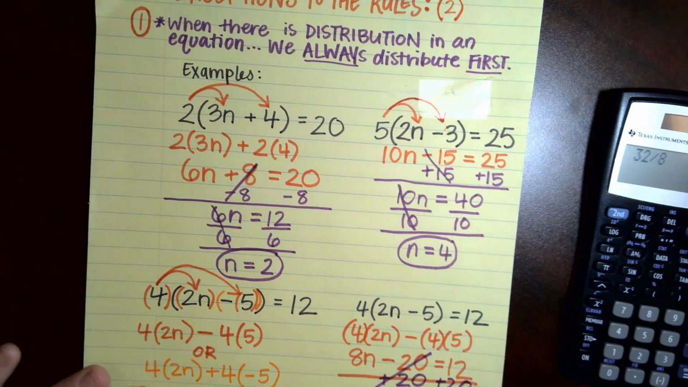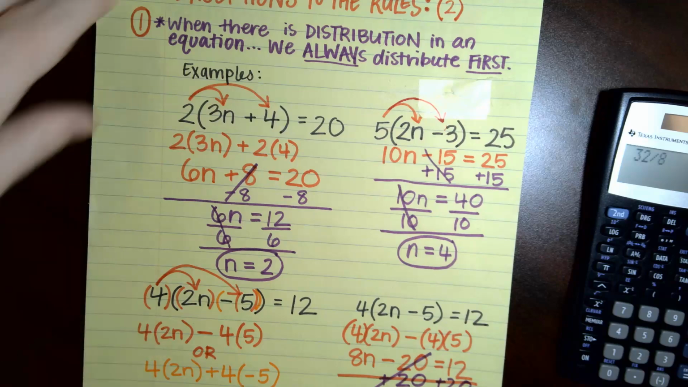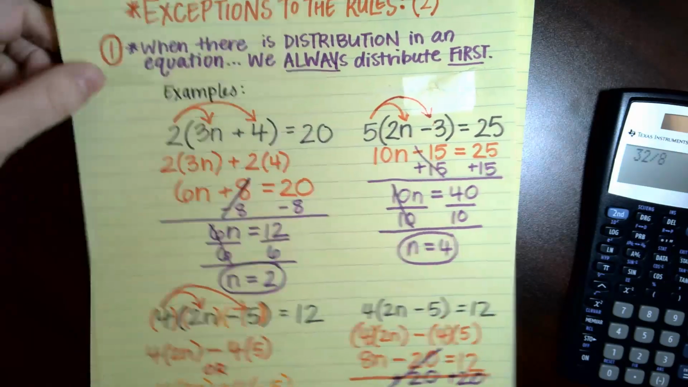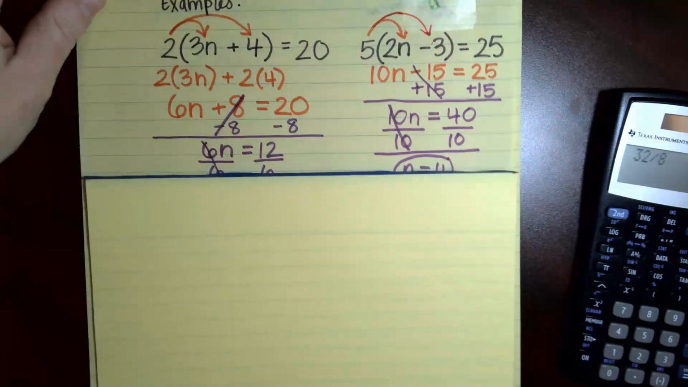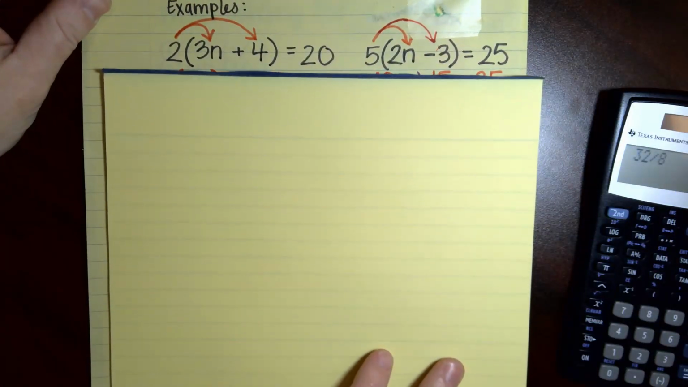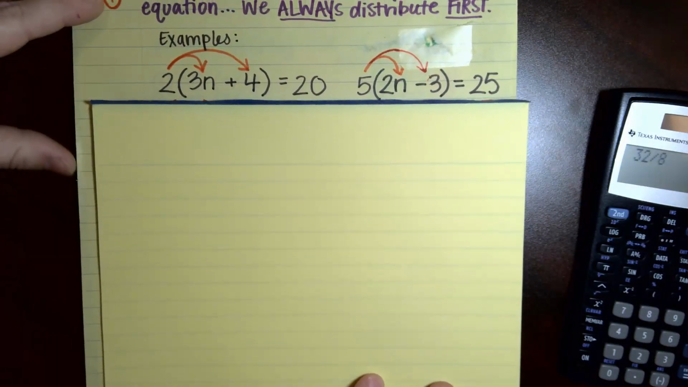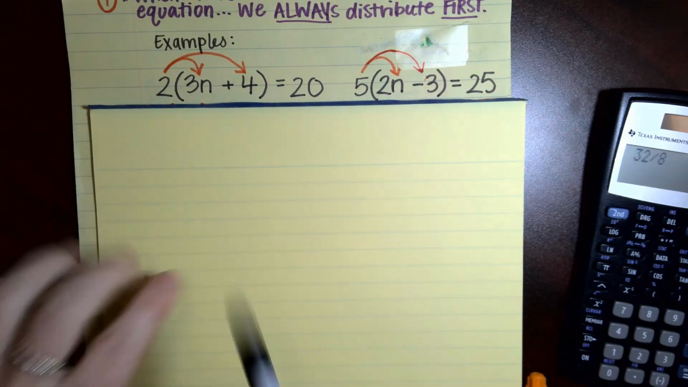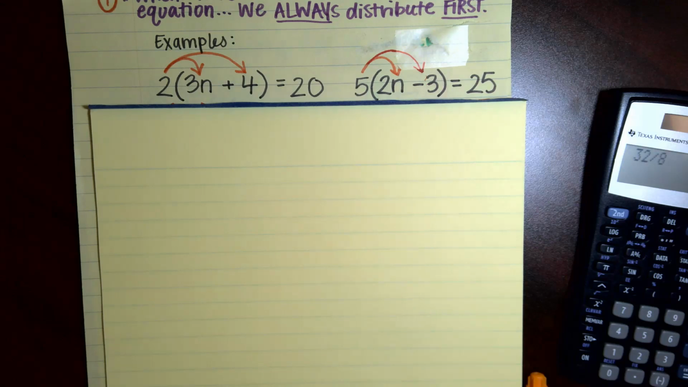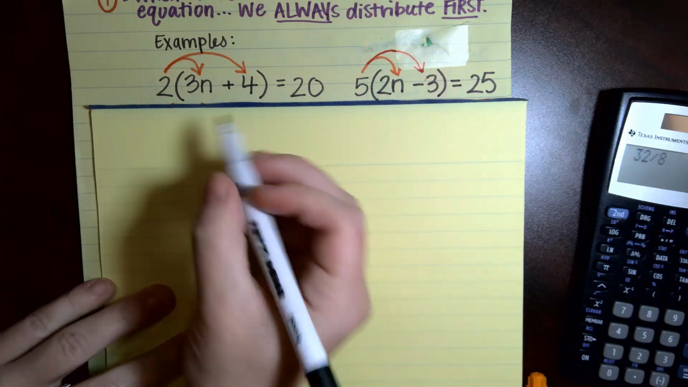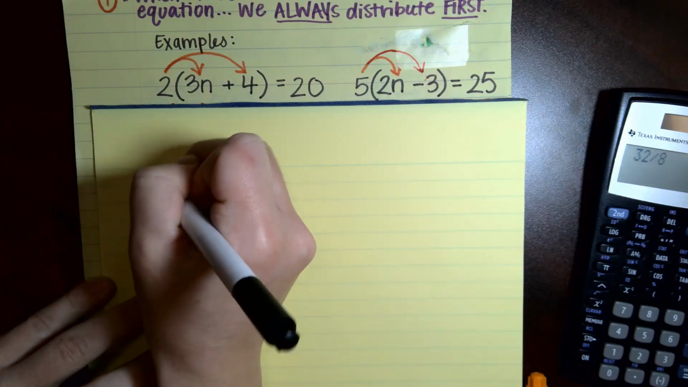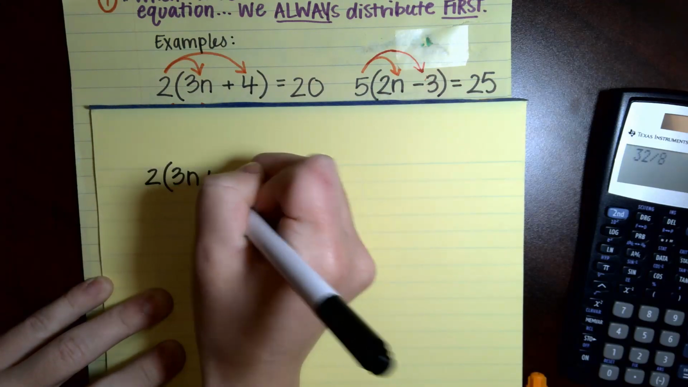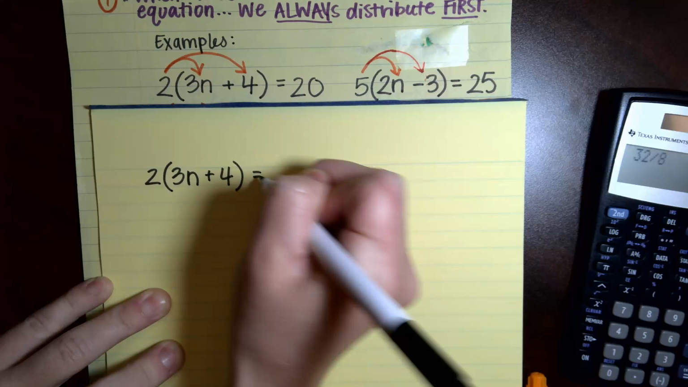You can ignore me because I already showed you the one way, and this will work every time. The next way I'm going to show you will also work every time, but it's a little different. So let's do the same problems we just did, but instead of distributing, we're going to use inverse operations. So I have 2 times the quantity 3n plus 4 equals 20.